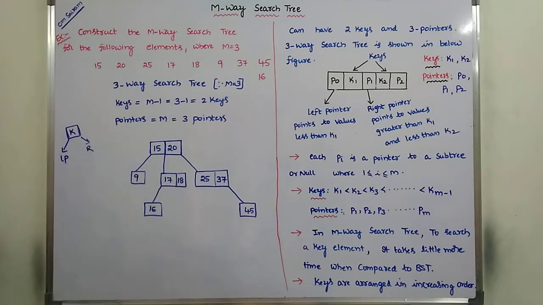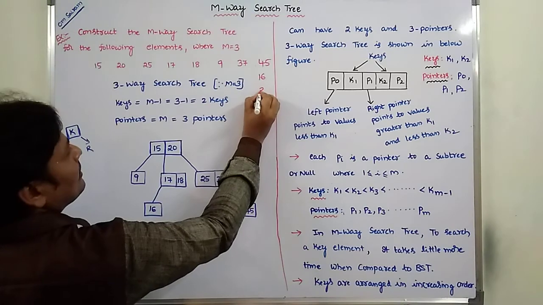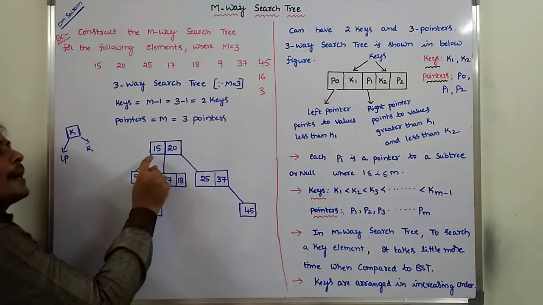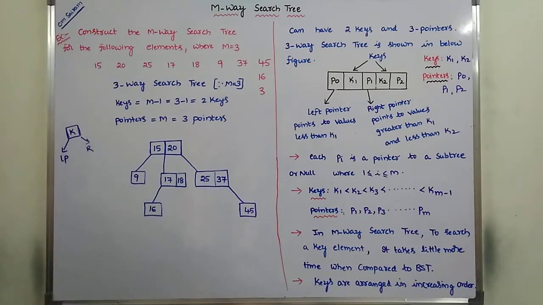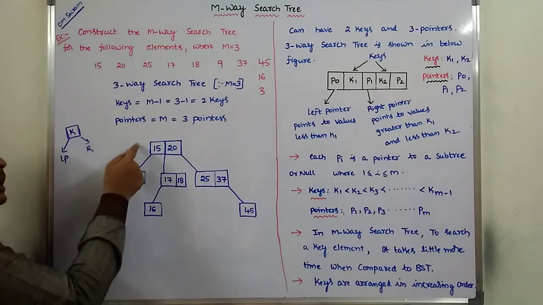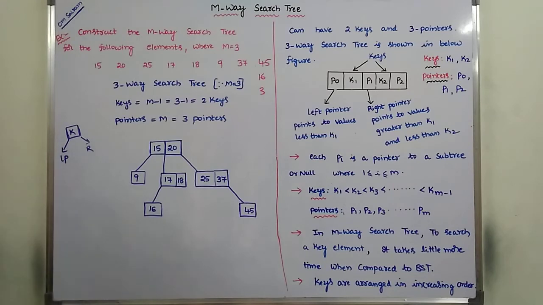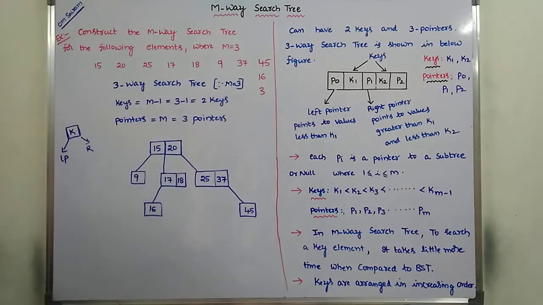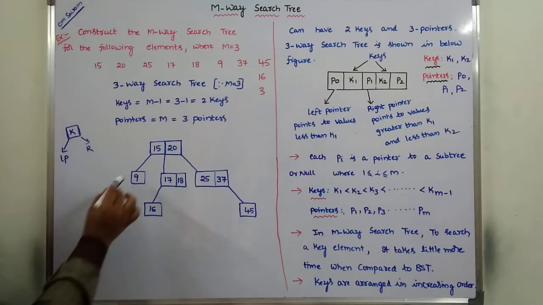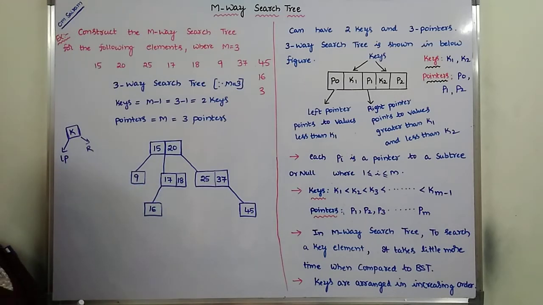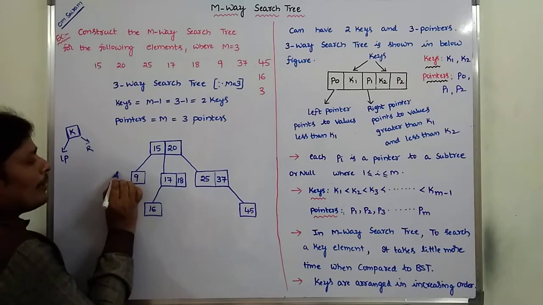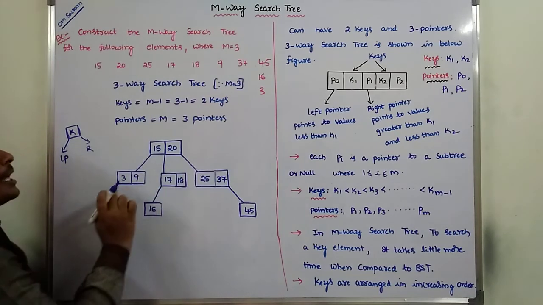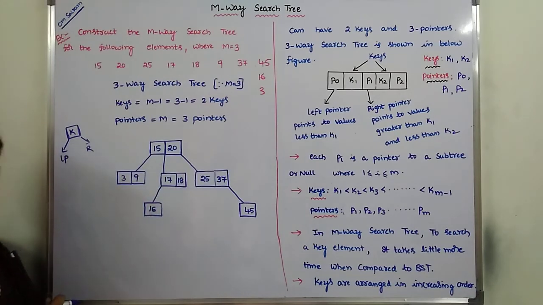Next we have to insert element 3. First 3 is compared with the first key element in the root node, it is lesser. Go to the left pointer of 15. Here 9 is there. 3 is compared with 9, so it is lesser. So this node contains only one key element, so the second key element is also stored at this place because 3 is less than 9.